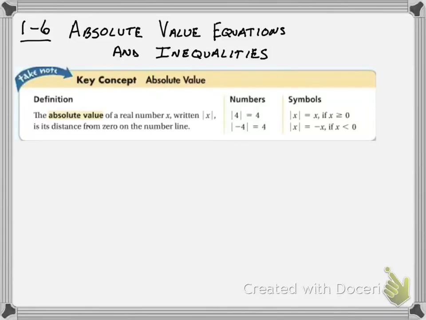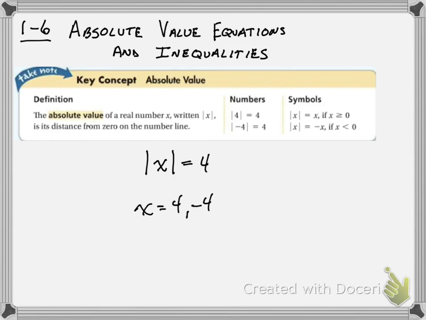1.6 is about absolute value equations and inequalities. The important concept to remember here is that if you have the absolute value of some number x equals, say, 4, what are the possible answers for that? Well, when you take the absolute value of a number, there are always two possible answers. Absolute value of x equals 4: x could be 4, or x could be negative 4.